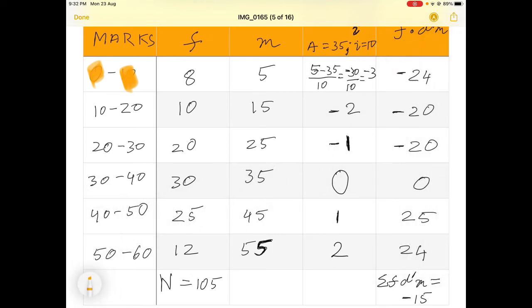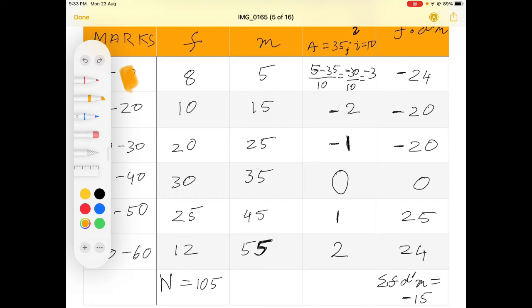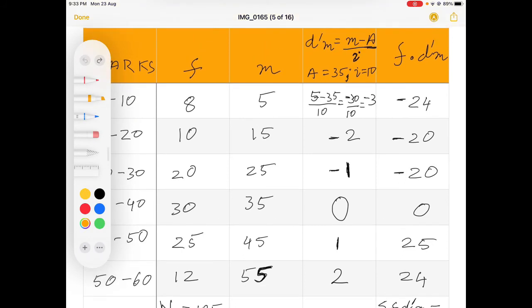Now once I have found that, I can use the formula. Let me just go back. So I can use the formula d dash m is equal to m minus A divided by I, where I is equal to 10 and A is equal to 35. So for the first class interval, let's take a look. The mid value is 5. I subtract the A value 35 and divide by 10. So 5 minus 35 is minus 30, divided by 10 is equal to minus 3. So this makes the calculation much easier. When I take the frequency and multiply with the d dash m value, it is 24. So calculation is made easier in this method. That's why we use the step deviation method wherever calculations are a little harder.